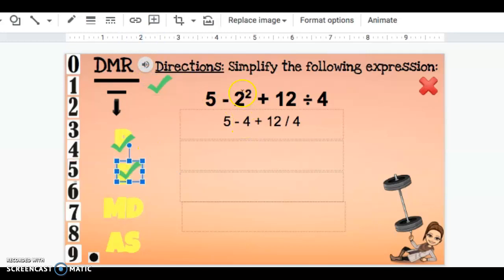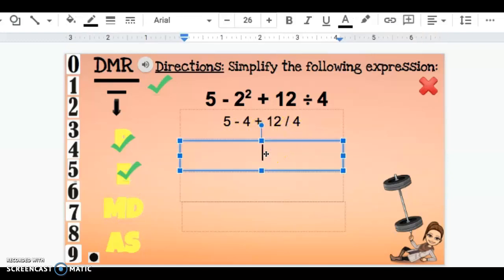Now that was step 1 considered. 2 to the second power is step 1. Now I'm looking at my new problem, 5 minus 4 plus 12 divided by 4. Looking for multiplication and division. I don't see any multiplication, but I see division. So again, I did not touch that 5. I did not touch that minus. I did not touch that 4. I did not touch that plus.